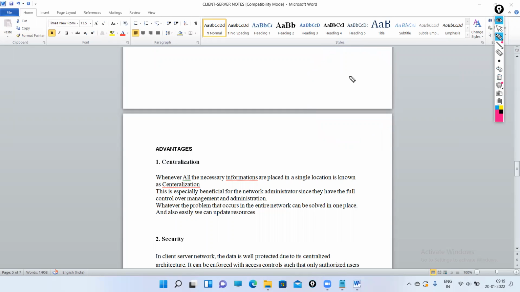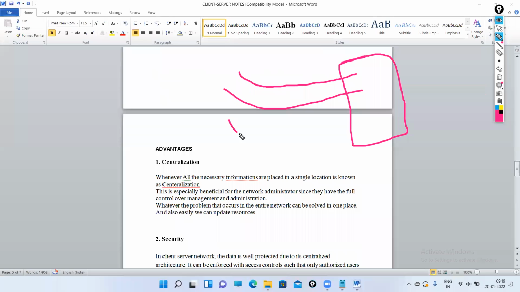A simple example you can remember is DMart. In DMart, for family purposes, we need some kitchen items, and at the same time some electrical items. We need some other items also, and kids' items too. All items are available in a single place only, right? That is known as centralization. Remember that point.